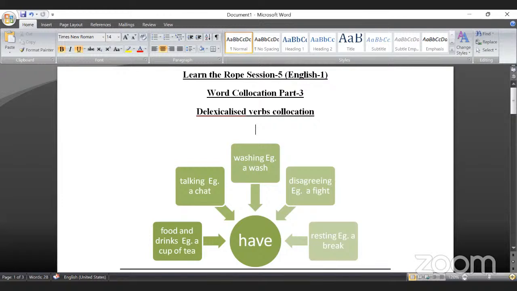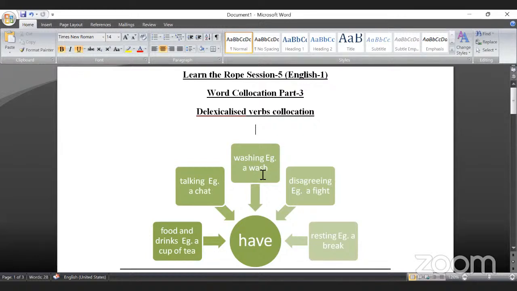The second one is have plus the nouns that are related to talking. Okay, so here even in food and drinks, we are basically talking about the combination between this particular verb have, and then plus the noun, which is in the category of food and drink, here a cup of tea. So have a cup of tea. Similarly for talking, the nouns that are related to talking, plus the verb have. So you have a chat, have a conversation. Okay. So that is the other example.